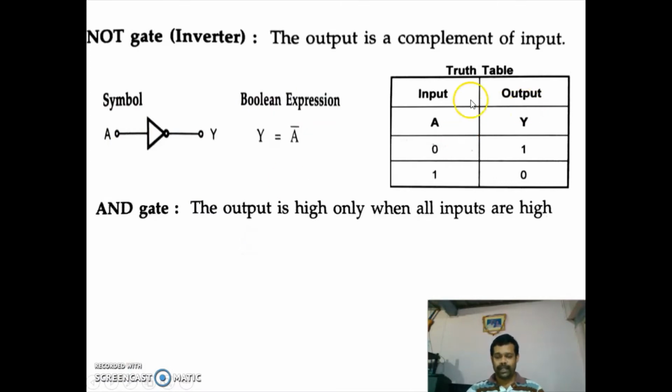Next thing is AND gate. First we have seen a NOT gate. Next we are going to see AND gate. So this is the two input AND gate. It is having only one output and it is having two inputs A and B. So in AND gate, the output is high or 1 if both the inputs are high. So the output will be high only if both the inputs A and B are high.